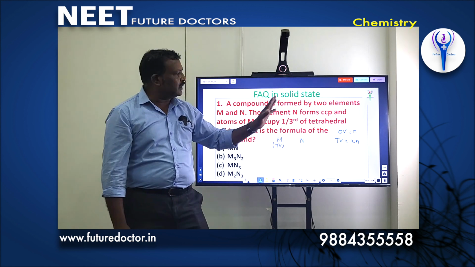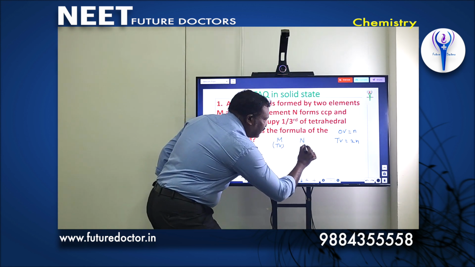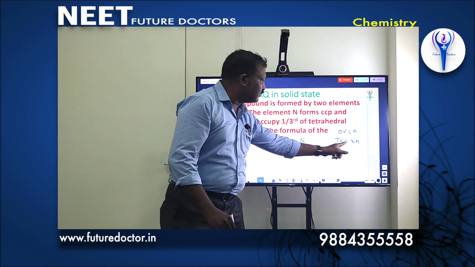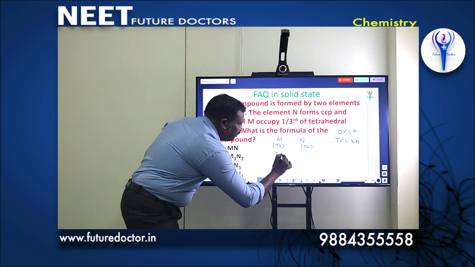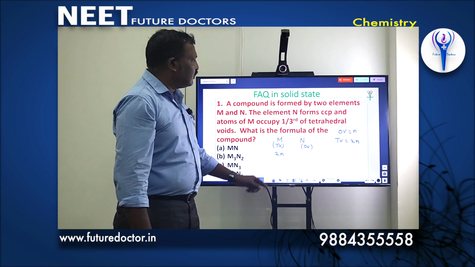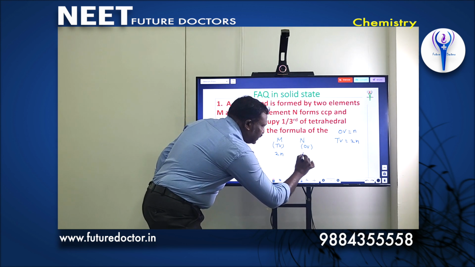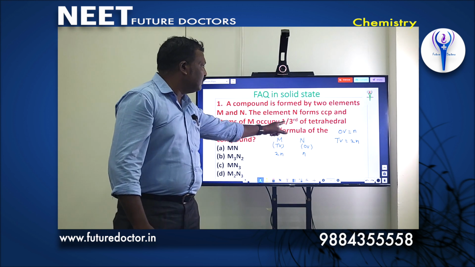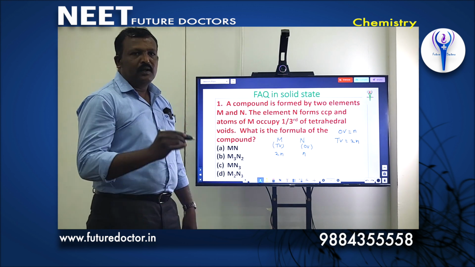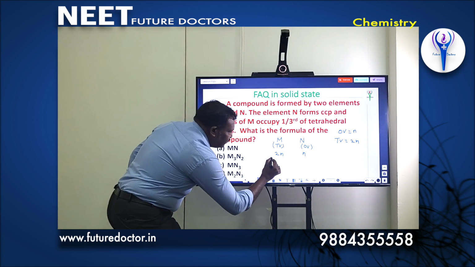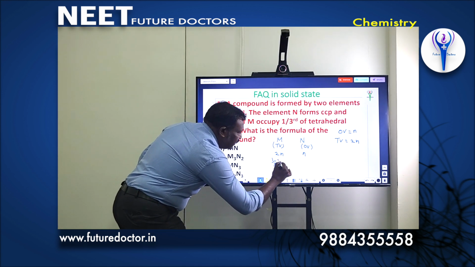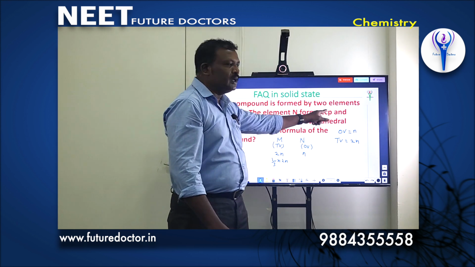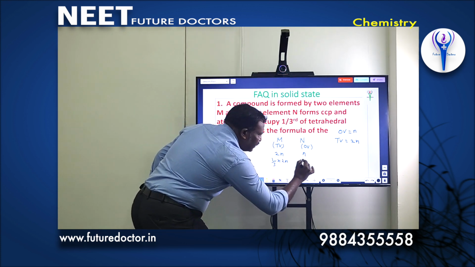In CCP, the octahedral voids will always be there, so I simply write OV. Now we have the formula for that. Tetrahedral voids will be 2 times N. Octahedral voids will be only 1 times N. Now see the sum. Atoms of M occupy 1/3 of tetrahedral voids, so here you have to multiply: 1/3 into 2N. Here nothing else is given, the element N forms only CCP, so you can just write N.